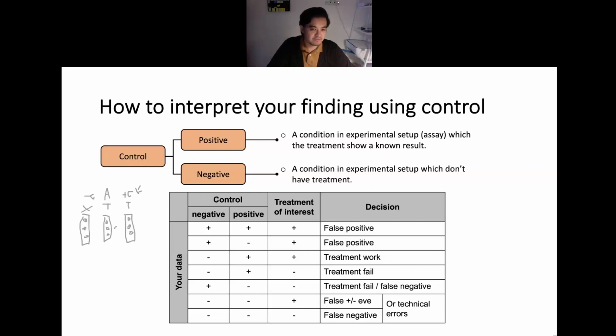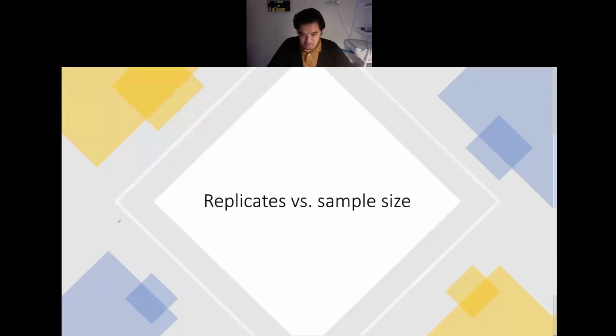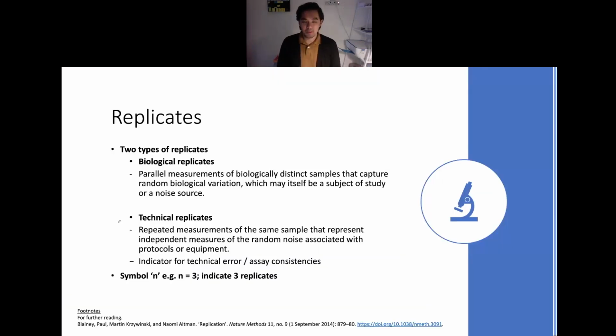There are many reasons we have to look back at why a treatment doesn't work when it is supposed to work. That's why having the positive and the negative control is important. I'm going to introduce you to replicates versus sample size. There are two types of replicates: biological replicates and technical replicates. Well, how is it important?